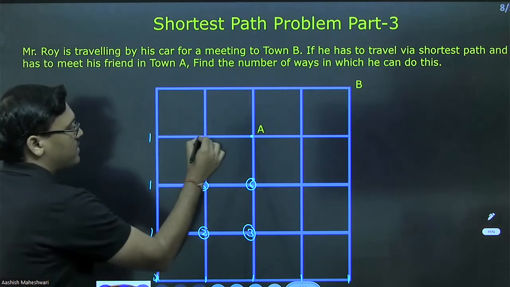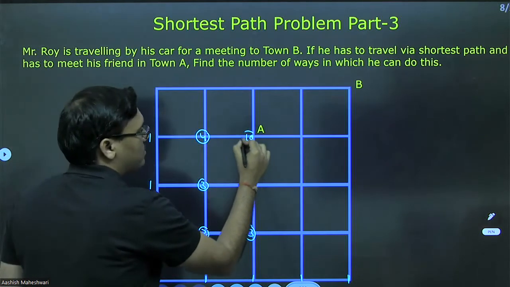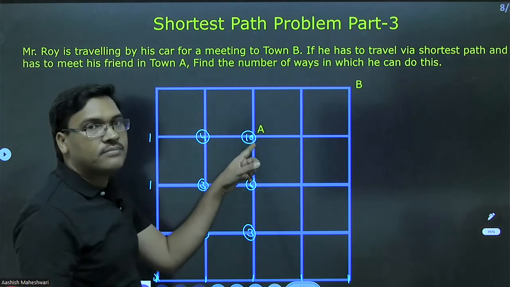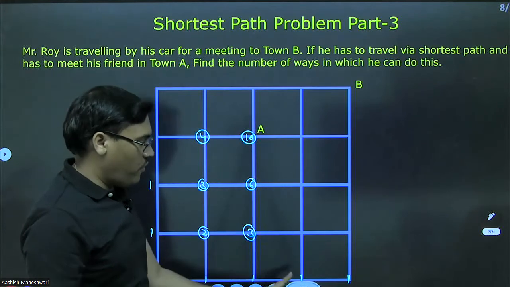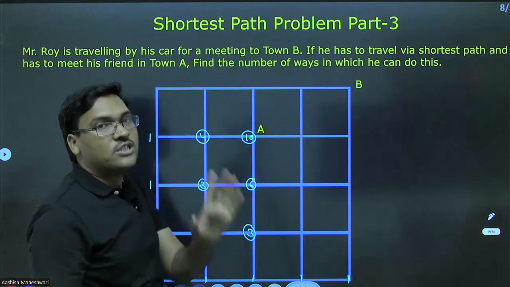This is 3 plus 1, that is 4. Now this is 6 plus 1, that is 10. So there are 10 ways to reach A. After reaching A, obviously the person cannot come down because he has to move along the shortest path.